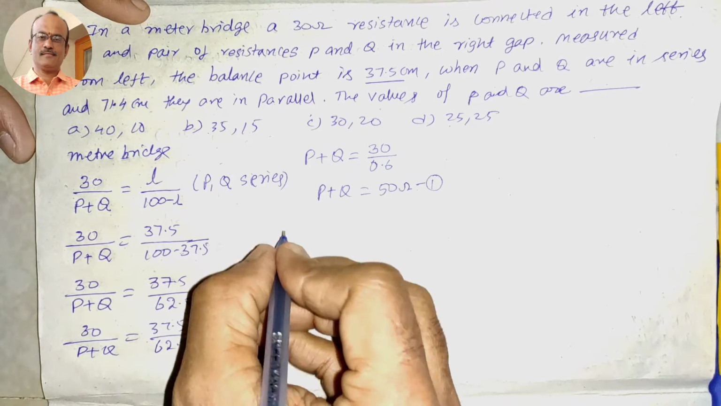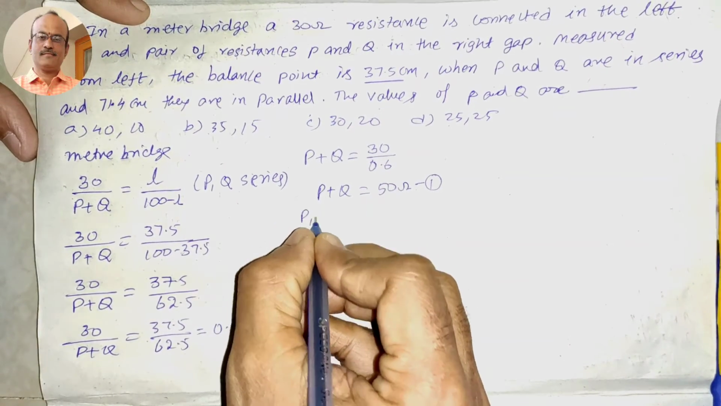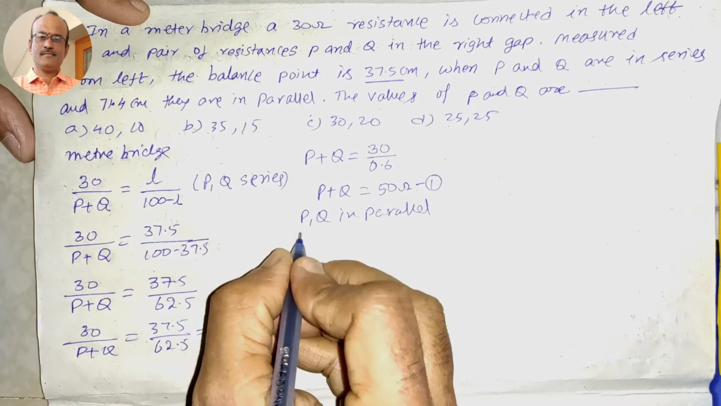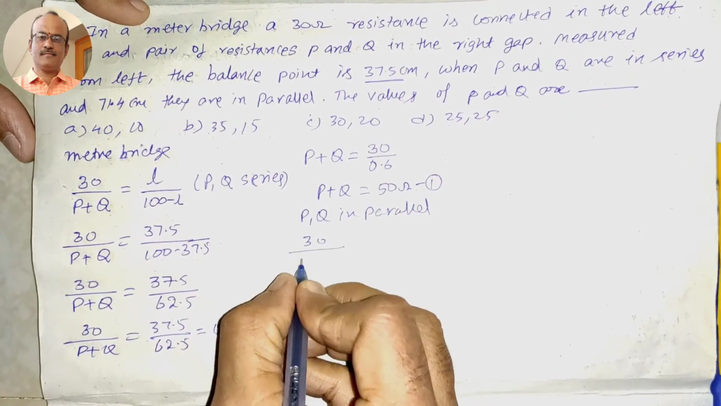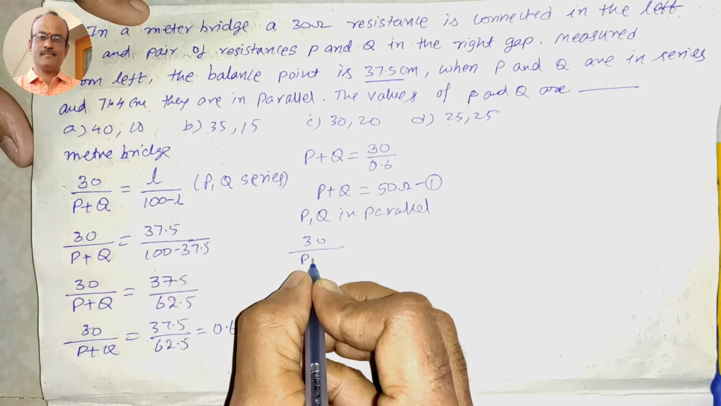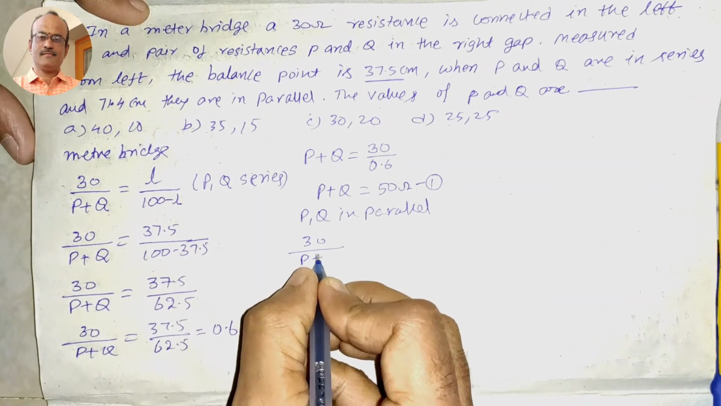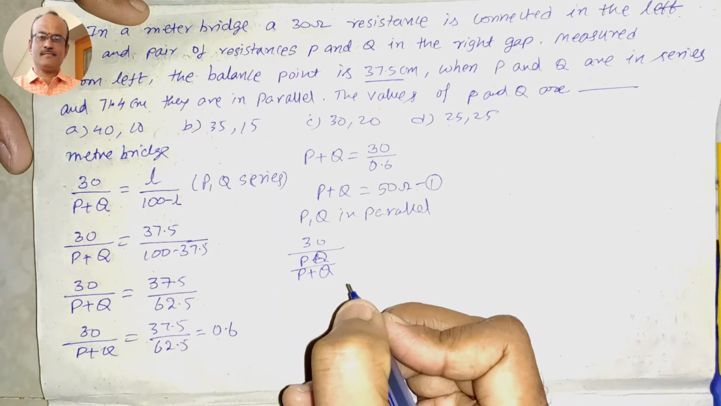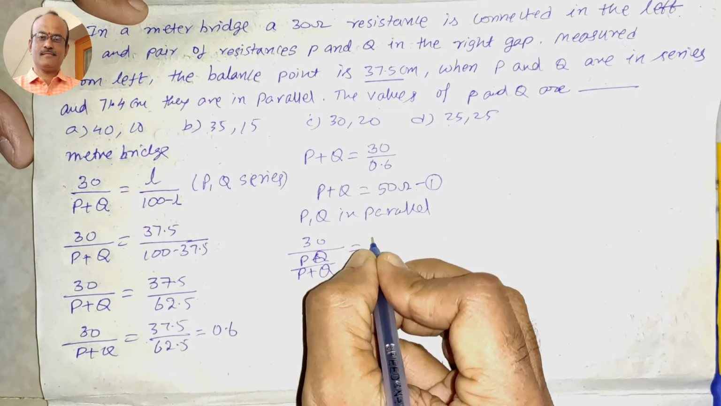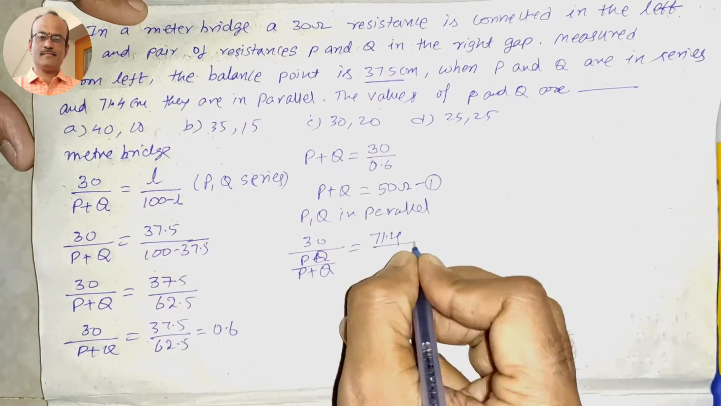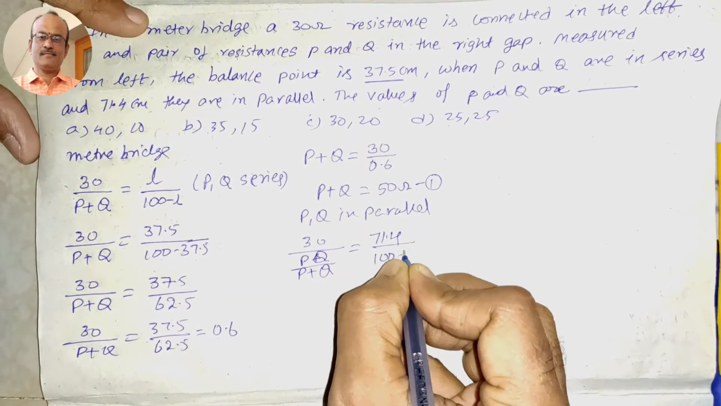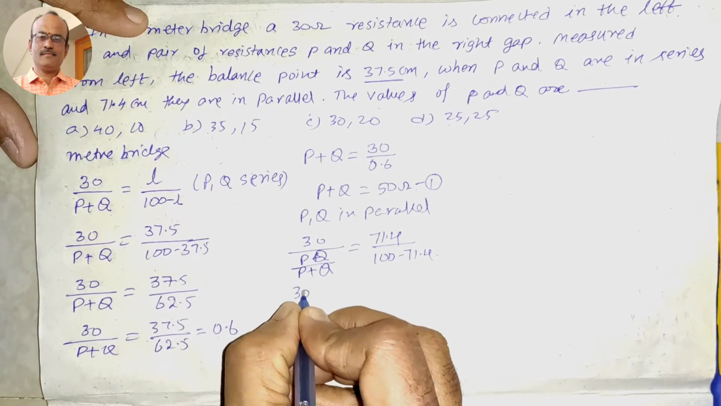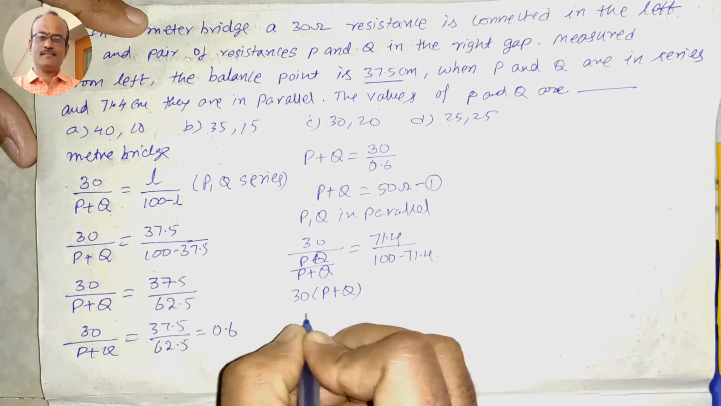Now what happens here? P and Q in parallel. That means 30 divided by PQ divided by P plus Q is equal to 71.4 divided by 100 minus 71.4. So that means 30 times P plus Q.